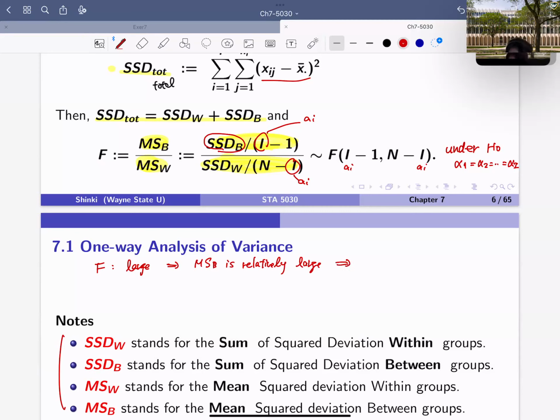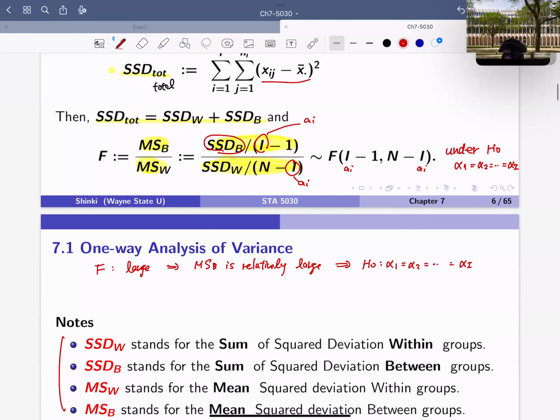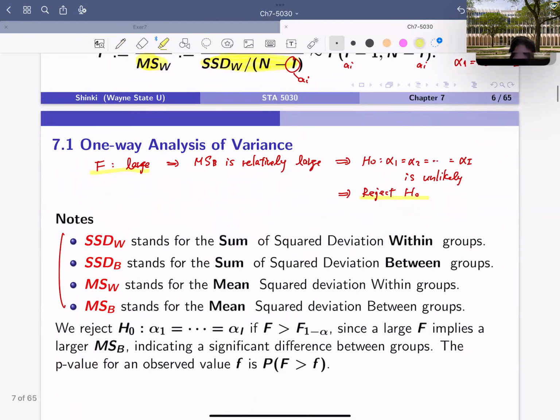So this implies that H naught is unlikely. H naught is the assumption that all groups have the same mean, but the group means are different from each other. So this is unlikely. So reject H naught. So basically the procedure is that if F is larger than some threshold, then we reject H naught. So that is the threshold.